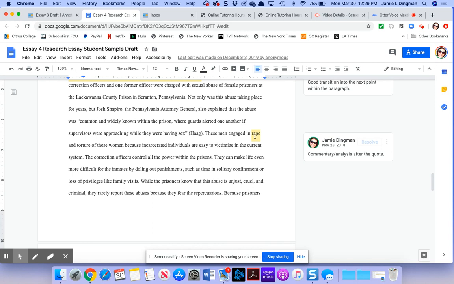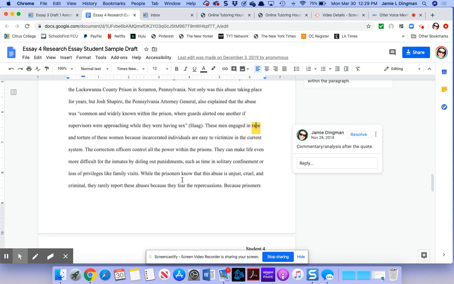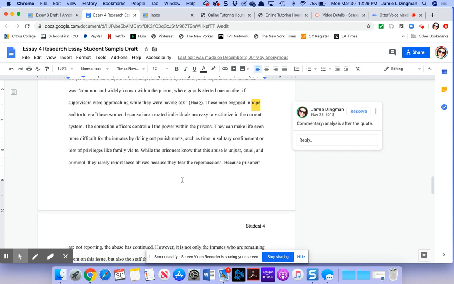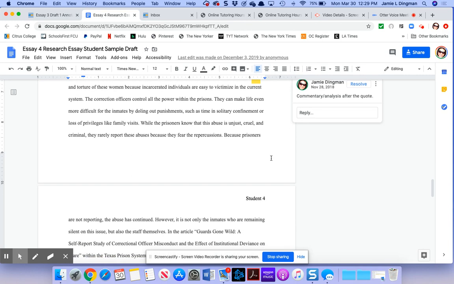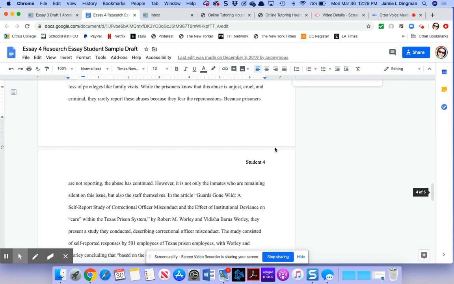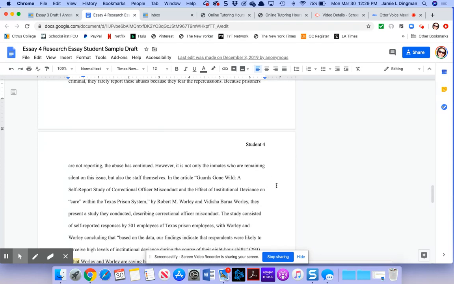These men engaged in rape and torture of these women because incarcerated individuals are easy to victimize in the current system. The correction officers control all the power within the prisons. They can make life even more difficult for the inmates by doling out punishments such as time in solitary confinement or loss of privileges like family visits. While the prisoners know that this abuse is unjust, cruel, and criminal, they rarely report these abuses because they fear the repercussions. Because prisoners are not reporting, the abuse has continued. However, it is not only the inmates who are remaining silent on this issue, but the staff themselves.